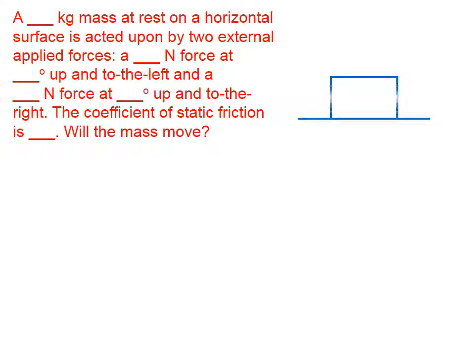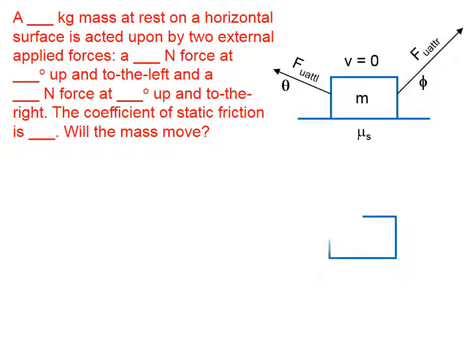In this problem, we have a mass that is at rest on a horizontal surface, and it's acted upon by two external applied forces. A force at so many degrees up and to the left, and another force at so many degrees up and to the right. You can see in the picture here, this is my abbreviation for force up and to the left. And on the other side, that's my abbreviation for force up and to the right. The coefficient of static friction is given, and the question is, will this mass move?